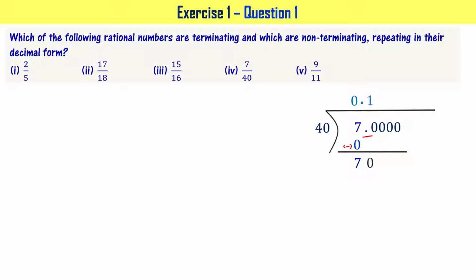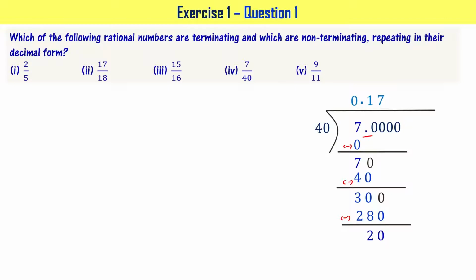1 times 40 is 40. When I subtract 40 from 70, I get 30 as the answer, right? Now let me bring another 0 down. So 30 becomes 300. 7 times 40 is 280. Let me subtract 280 from 300. So the answer is 20.